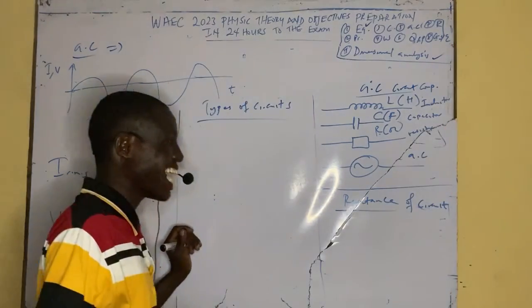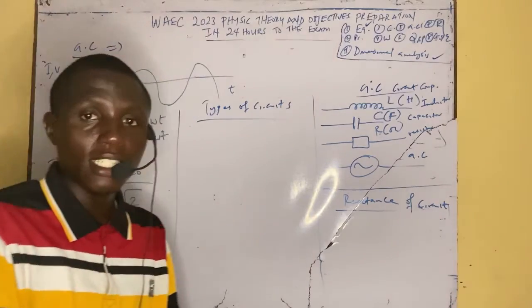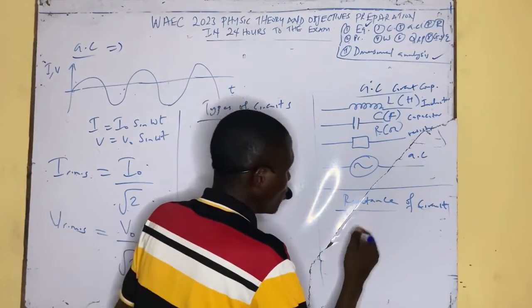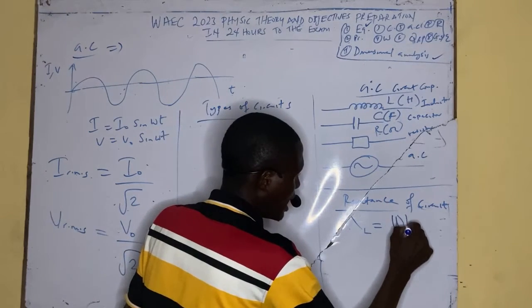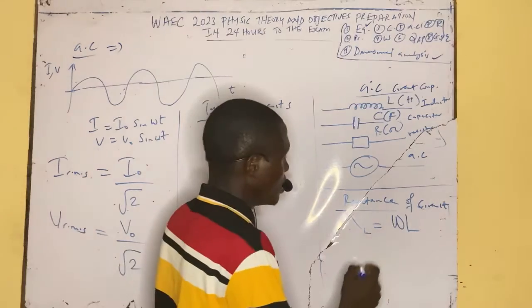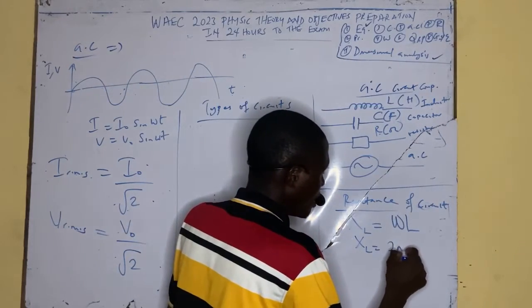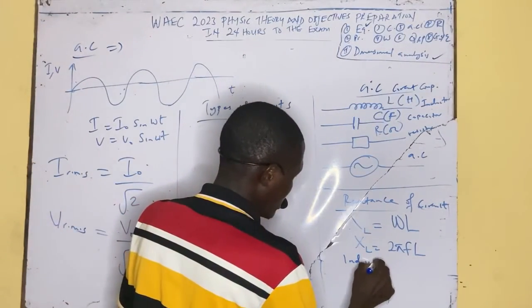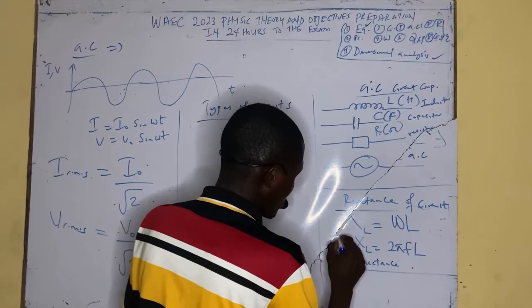Just as the resistor produces resistance, the inductor produces inductive reactance, which we represent as XL. XL is given as ωL, where ω is the angular velocity, 2πf, and L is the inductance. So please know that this is the inductive reactance.